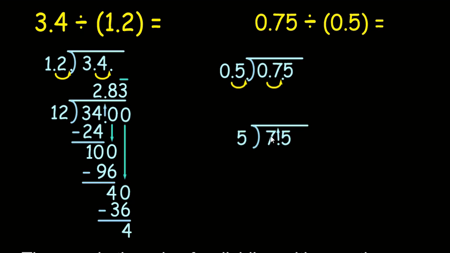Now let's divide. 5 goes into 7 once, which is 5. Subtract, you have 2. Bring the next number down. 5 goes into 25 5 times, which is 25. Subtract, we have 0, and we have a terminating decimal. Put your decimal in, and our quotient is 1 5/10.